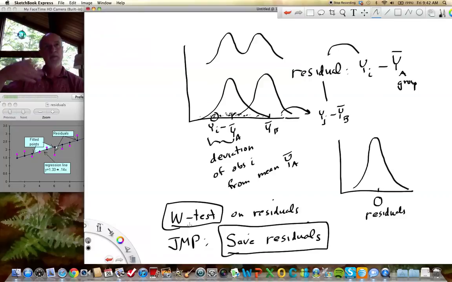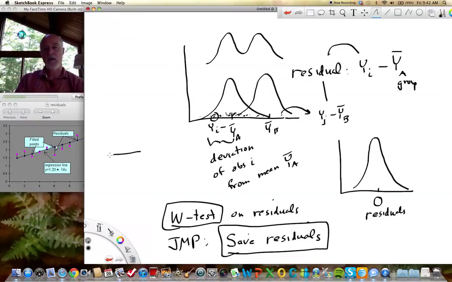And that's an iterative process. So we might, for example, find that the residuals deviate from normality. We'll do a transformation. We'll run the model again. We'll save the residuals. We'll test the normality of the residuals. And this is a repeating process that goes on until we've got normality of the residuals. Then we can go ahead and perform our test on the transformed data.